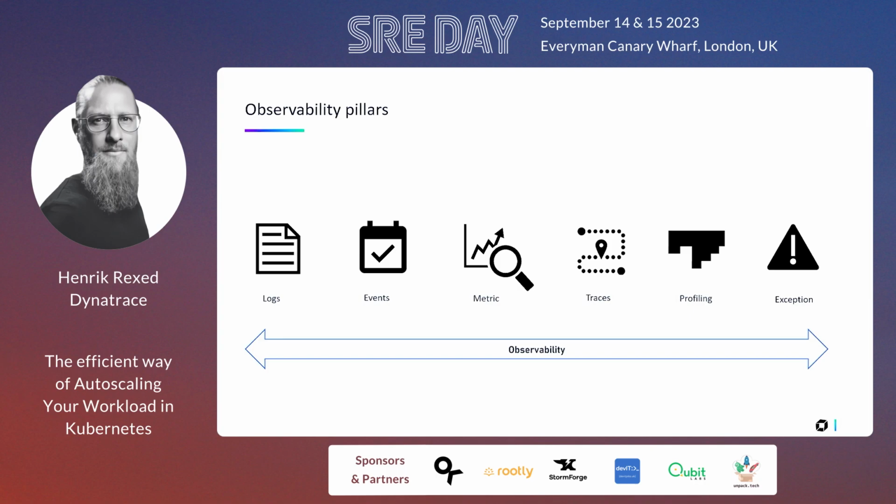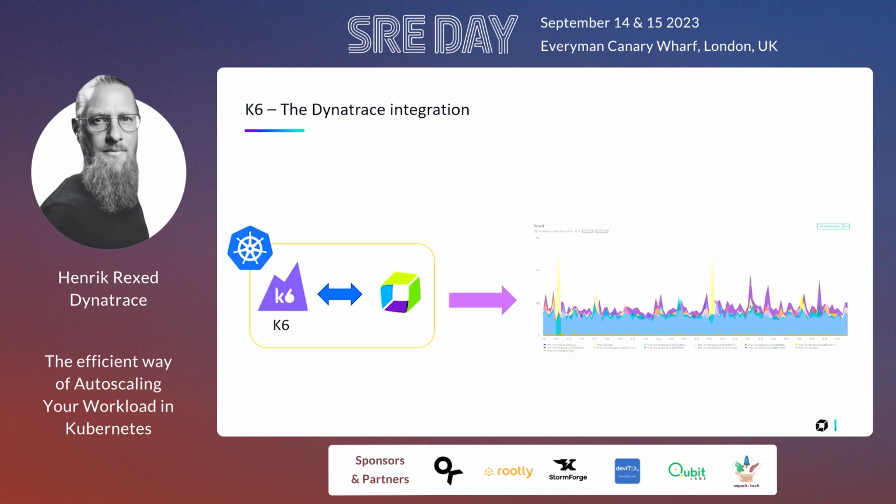Here I'm looking more at the infrastructure level. In terms of tools, I'm going to use K6. And of course, it's written here, Dynatrace. So I'm going to use Dynatrace to analyze the systems.